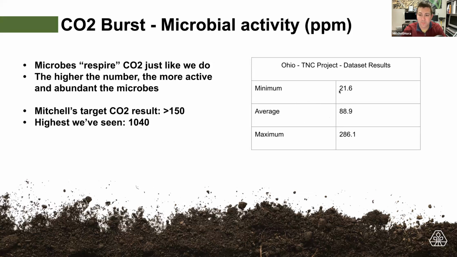The lowest biological activity that we found in the project is 21.6. The highest one that we found was 286, which is really, really great. The average out of the whole project was 88.9. Rick, any response and thoughts here on reading through these biological activity numbers? Well, to me, the CO2 release is the most important test, because that's telling you a lot of things.